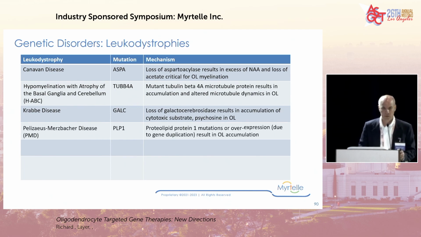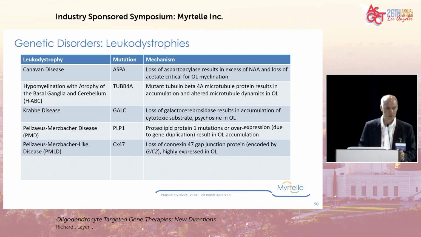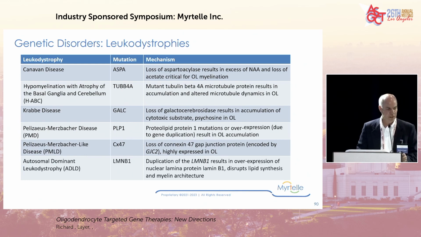Pelizaeus-Merzbacher disease is caused by mutations in or duplications of the gene for proteolipid protein 1. Pelizaeus-Merzbacher-like disease is caused by mutations in a specific gap junction protein. Finally, autosomal dominant leukodystrophy, which is an adult onset leukodystrophy, results from duplication of the gene for a nuclear lamina protein, lamin B1, which disrupts myelin structure.